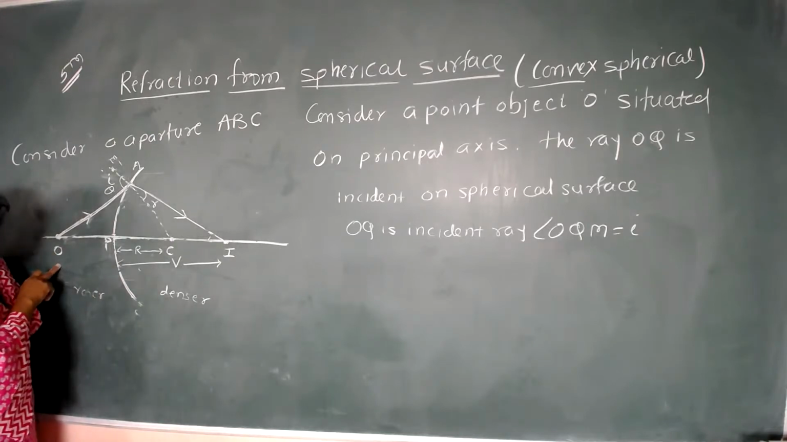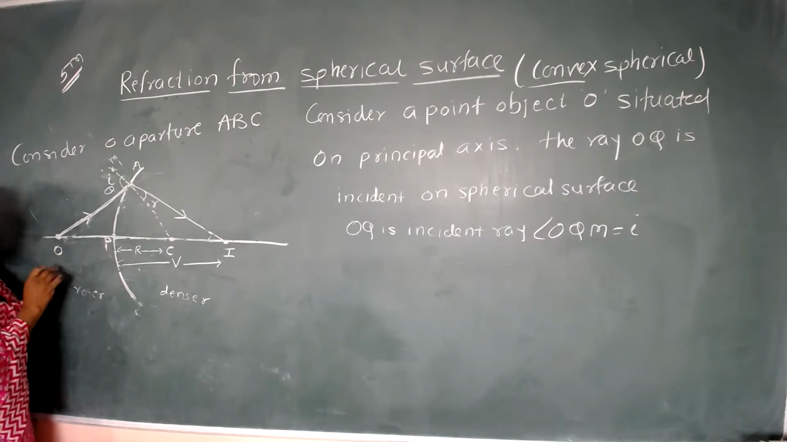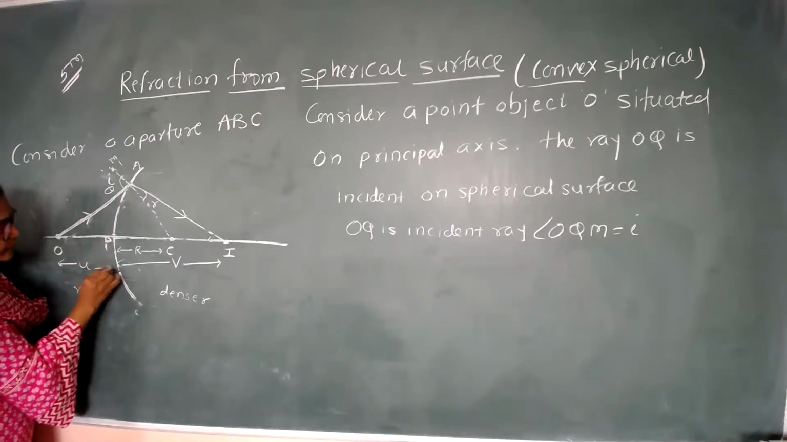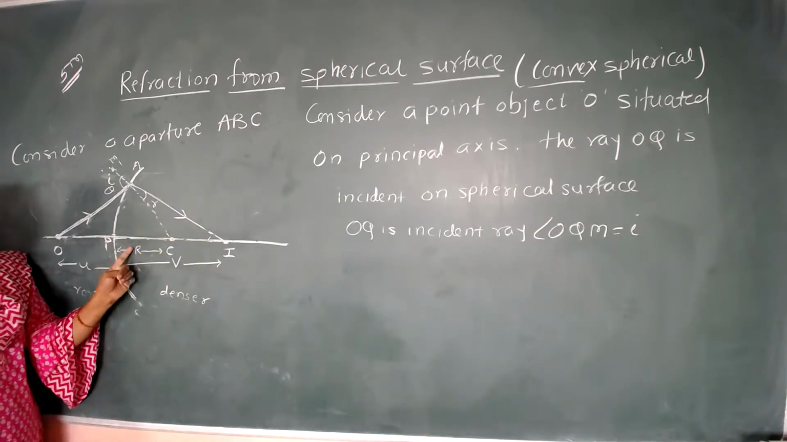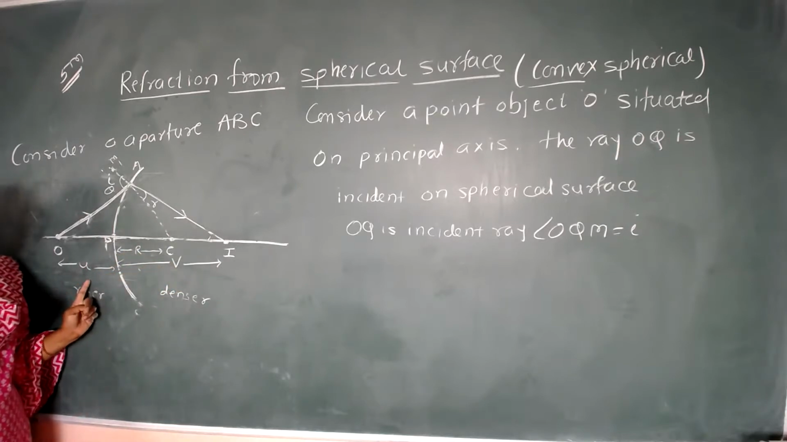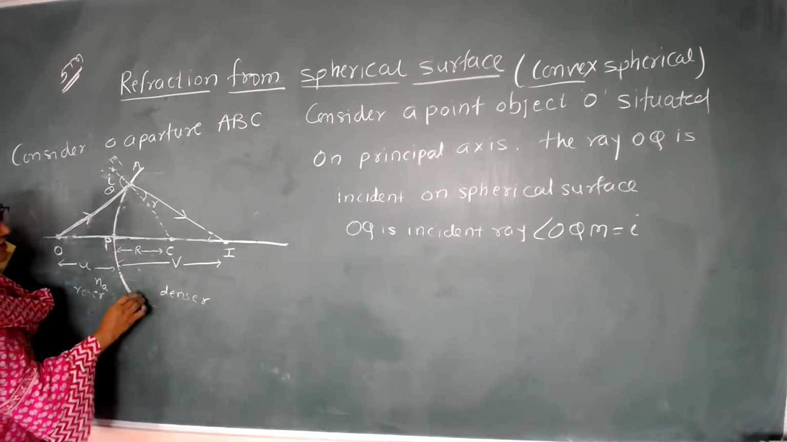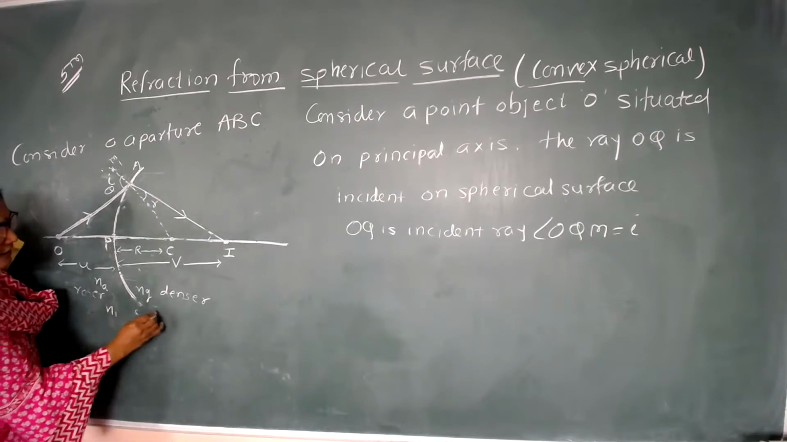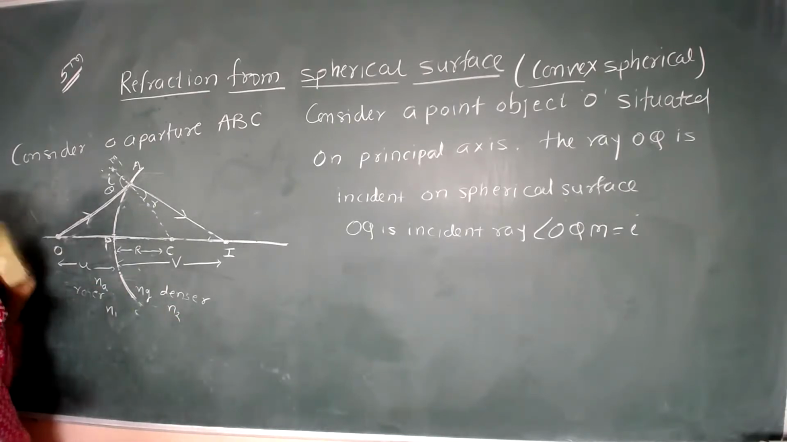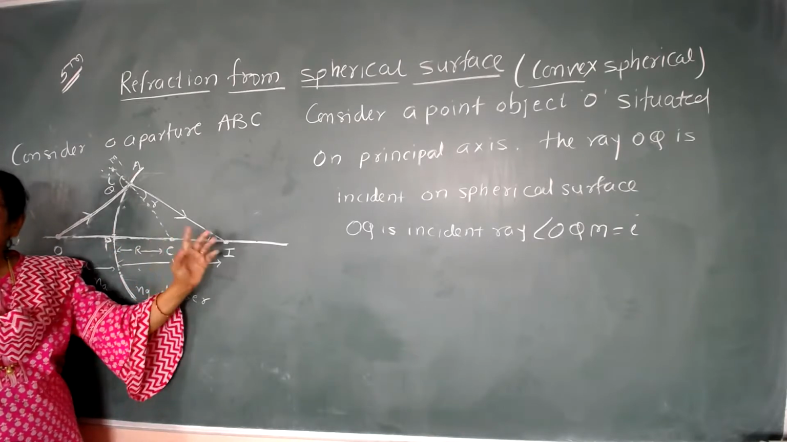Where the object is situated, that space is known as the object space. The distance between the pole and the object is known as the object distance U. Here, the refractive index for the air medium is N1, and the refractive index for the glass is N2. The object is situated in the first medium, and refraction takes place in the second medium.